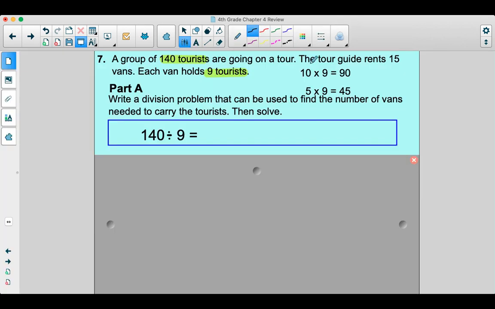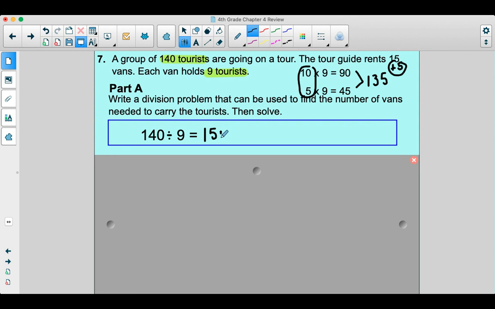So let's see. We've got 135 people here. And I think that's as close as we're going to get, because if we add another group of 9, we'll go past the 140. So 15 times 9 would give us 135. So our quotient is going to be 15, but we still have 5 more that we'd have to add on to get to 140 tourists, right? So this is our remainder here.